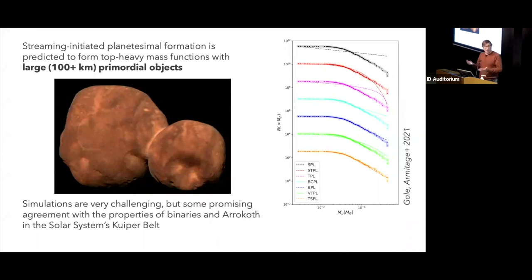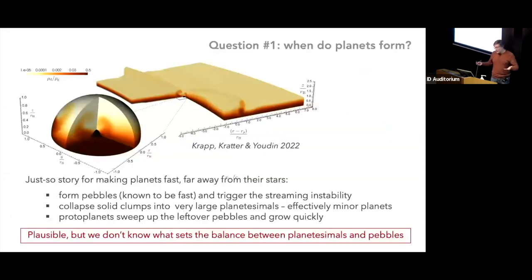The simulations of this process are very challenging. Basically, you've got two fluids interacting with each other. So asking how well converged that is, do we understand how it works, particularly for a distribution of particle sizes, is hard. But there's some promising agreement with things we see in the outer solar system. So that object that was flown by, Arrokoth, looks like perhaps it was made by this kind of process. So that may be what's going on. We think that's maybe what's going on.